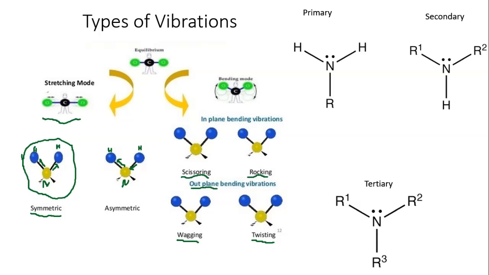So now let's look at the case for amines. Here we have a primary amine, a secondary amine, and a tertiary amine. Very simply, we can look at a primary amine. This nitrogen-hydrogen bond can stretch, and this nitrogen-hydrogen bond can stretch. They can both stretch together, which is symmetric stretching. So you can have symmetric NH stretching.